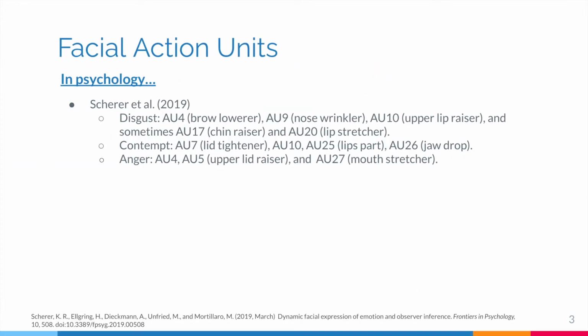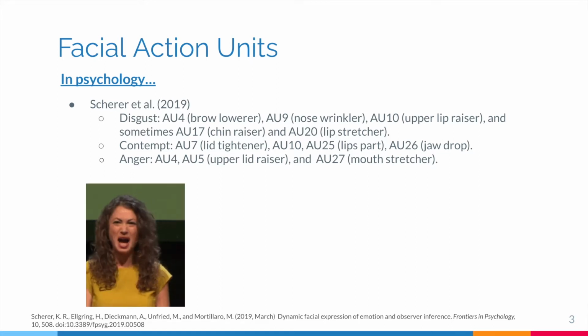Facial action units are used to map quantitative values to facial landmarks. In the area of psychology, the following action units have been found to be highly associated with the following three negative emotions: disgust, contempt, and anger. Disgust, described as a wrinkled nose and mouth, is usually associated with AU4, AU9, AU10, AU17, and AU20.